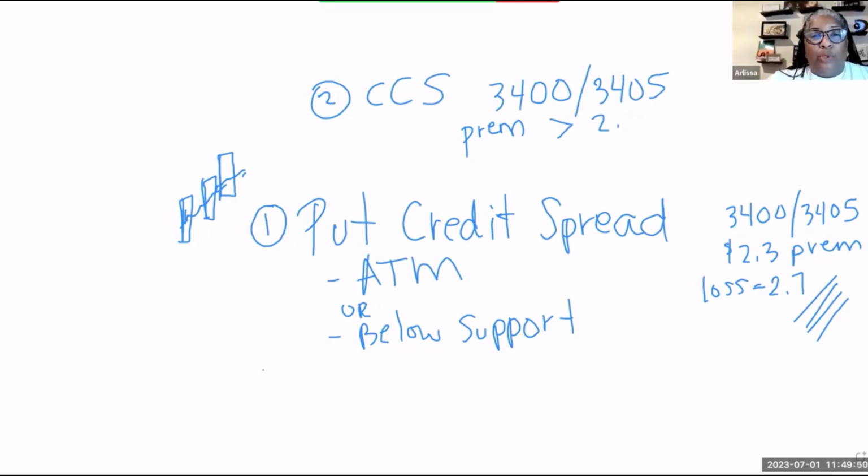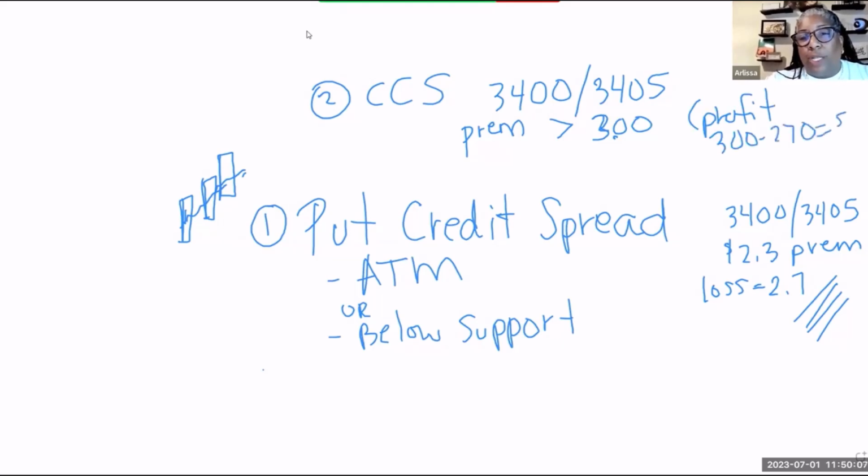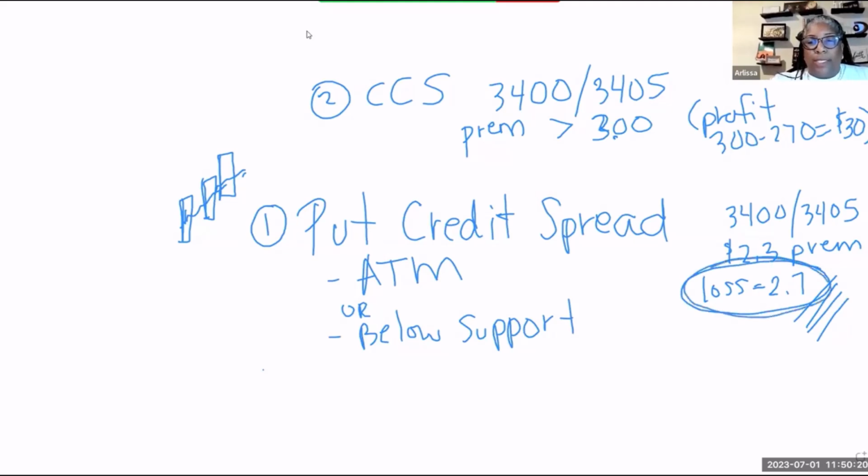So let's say, for example, you pick premiums of $3. Then your profit will be 300 minus 270, which is $30. That means you're locking in $30. 300 minus the 270 gives you that profit. It has to be higher than the stop loss. This is the one that's key. Your premium for the second side has to be above the max loss of the first side in order to be a profit.